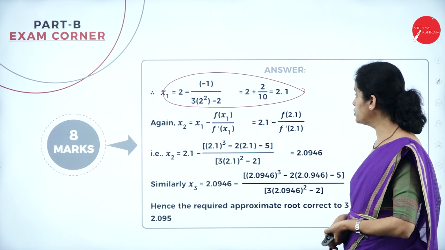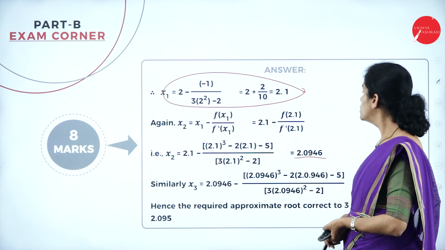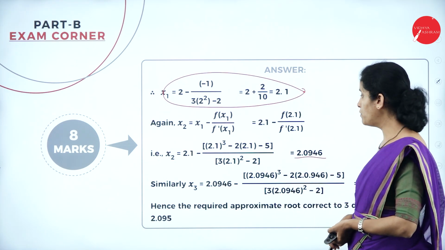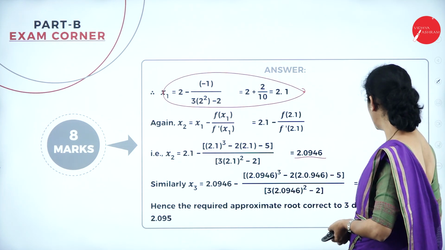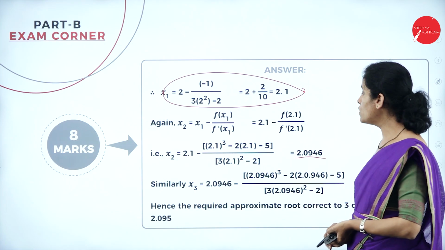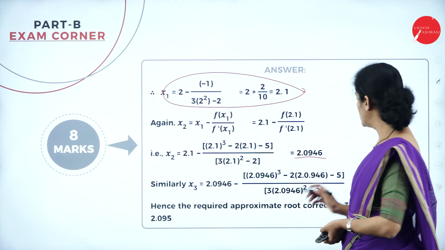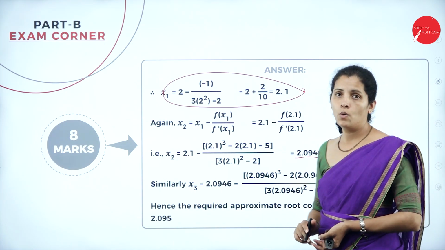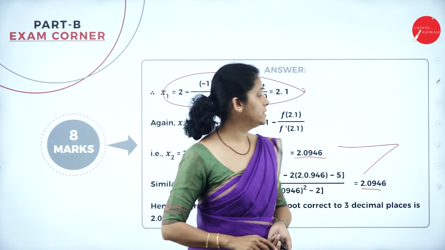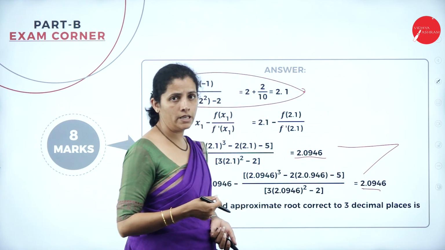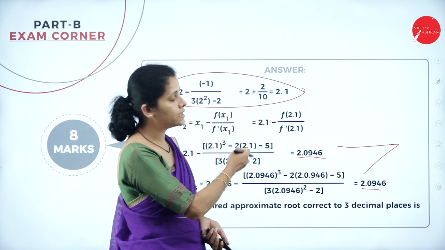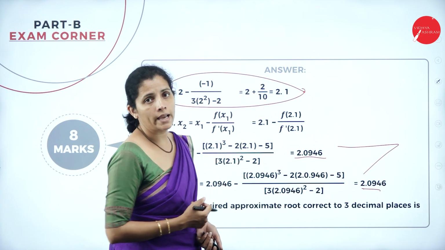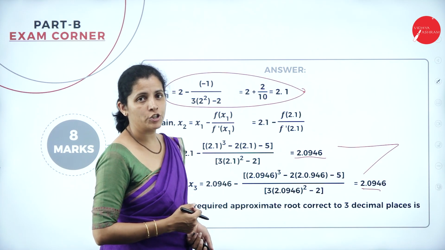Okay, I'm going to substitute. So I'm getting the answer 2.0946. In my x3, I'm getting 2.0946. So, dear student, both the values are the same, in the sense the same values are repeating. If I proceed further, once again I am getting the same answer, so I can stop the iteration.